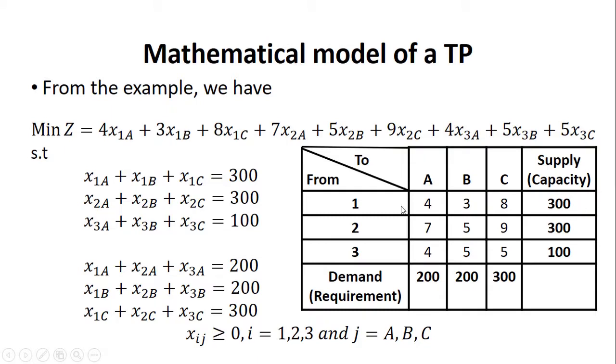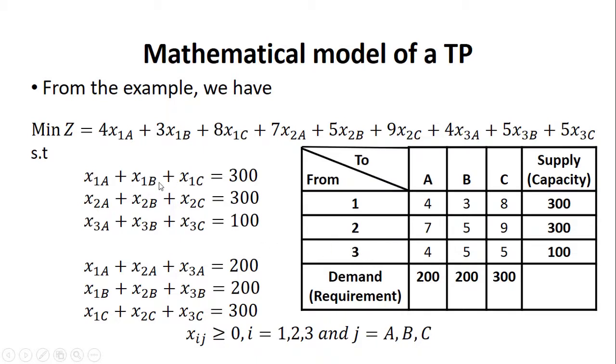That means the sum of quantities which will be supplied to construction sites A, B, and C, that is x1A, x1B, and x1C, should be less than or equal to the supply capacity of that plant. The same for plant 2 and plant 3.